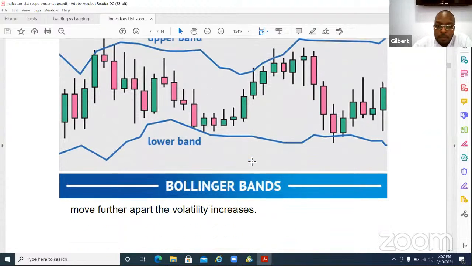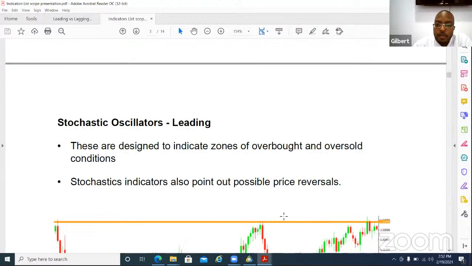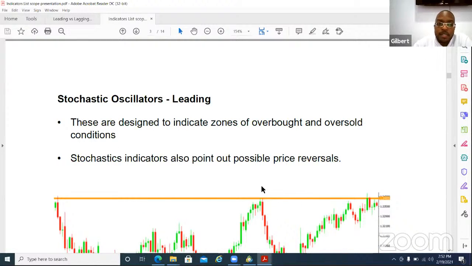So those are the Bollinger Bands. Now, due to time, I may not be able to go through all of them in terms of the charts, showing you how we have them on the charts. So what I'll do is just use the slides that I have.